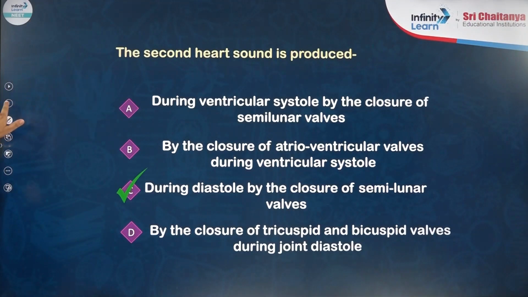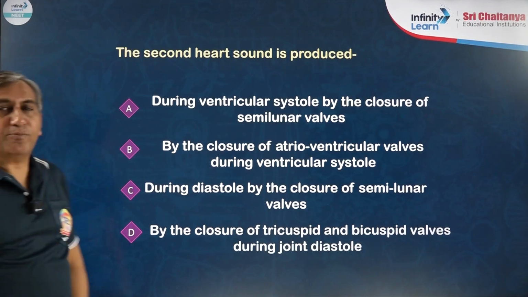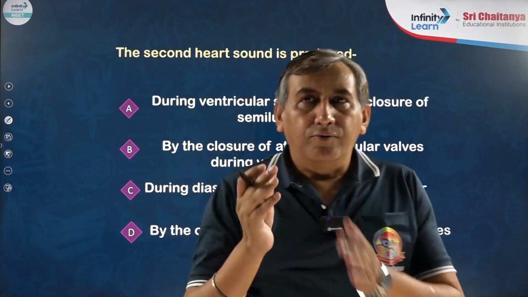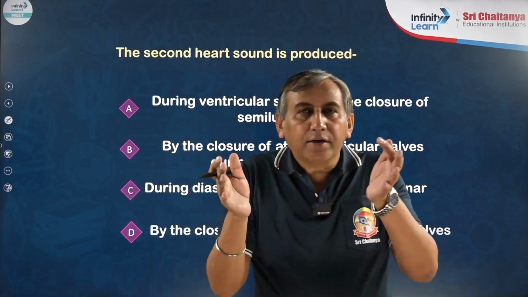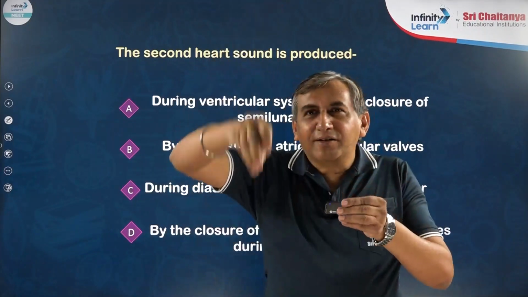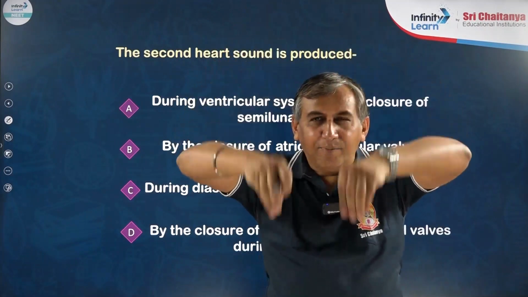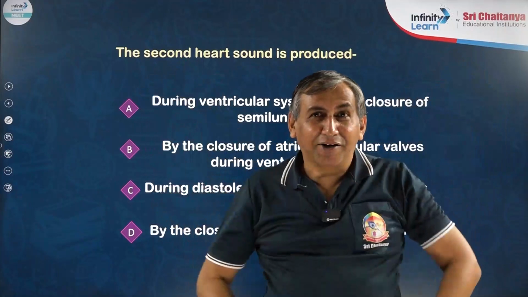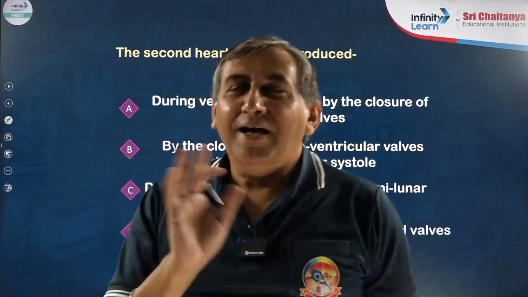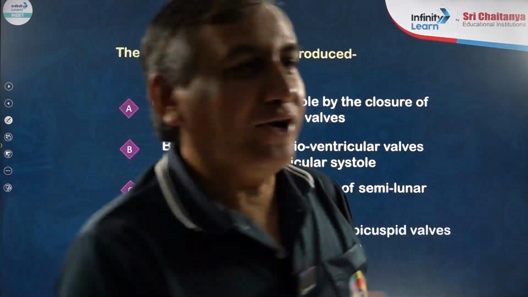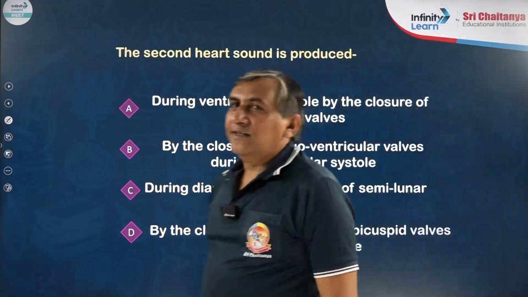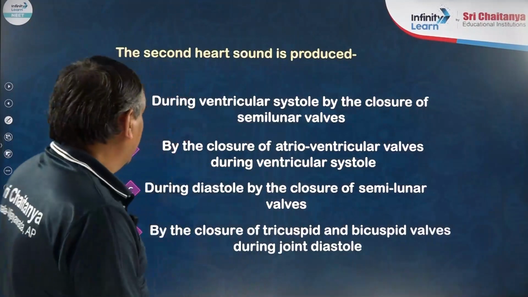Now, they said the second heart sound is produced. I said at the time of onset of ventricular diastole. When there is diastole in the ventricle, the ventricle will collect the blood from the auricle. The aorta will say, yes, I will also give the blood. No, backflow of the blood is not permitted. It is not possible. So at that time there is sudden closing of the aortic valve.